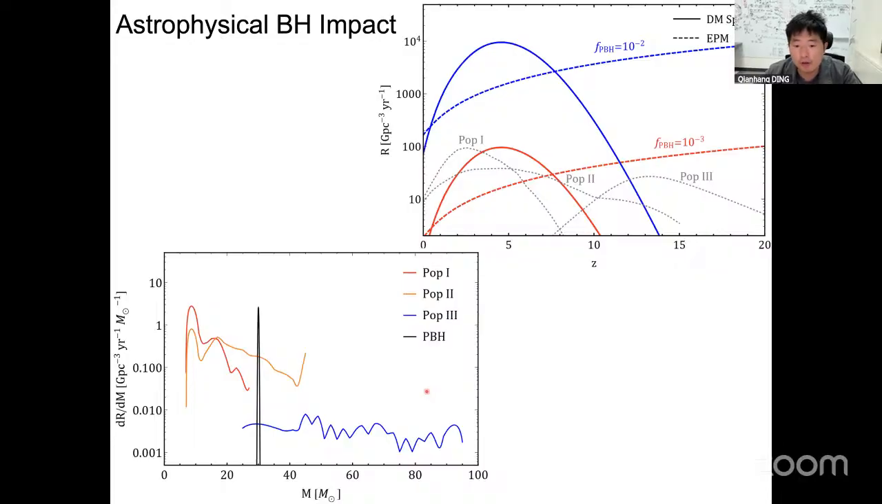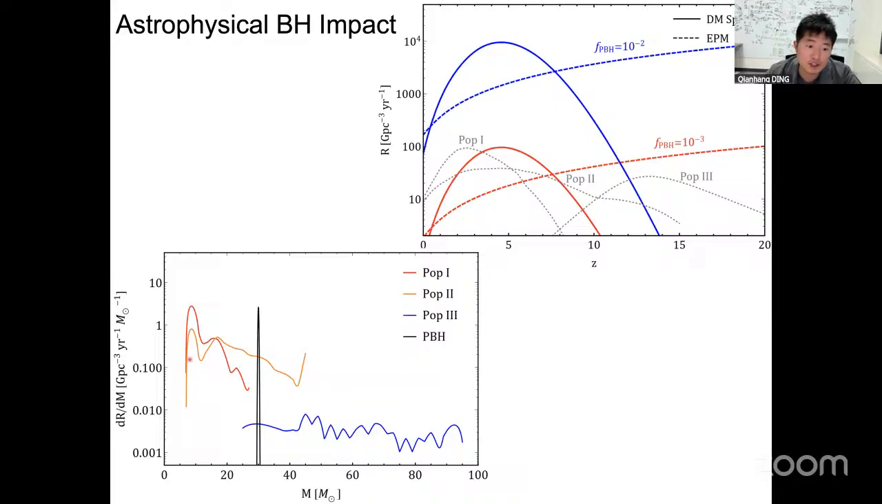Meanwhile, when we observe the PBH merger rate, we also have some astrophysical black hole merger rate that will add some noise to our observation. But actually, for example, the Population 1, 2, 3 stars, their merger rate is already well studied. However, the PBH merger rate depends on f_PBH. By changing this f_PBH, the astrophysical black hole merger rate may not be very important.